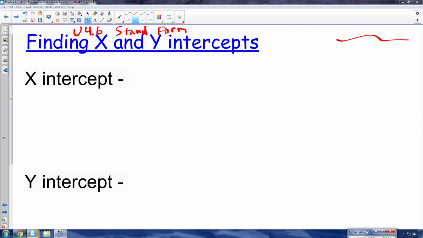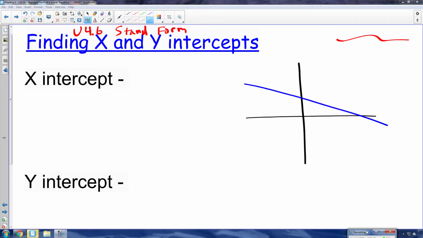So X and Y intercepts. Well, if you think about X and Y intercepts, it's pretty straightforward, okay? Let's look at a graph for a moment and just try to figure out what's going on with the X and Y intercepts of this line, okay? So intercepts are where a graph crosses. It's kind of like where it intersects.